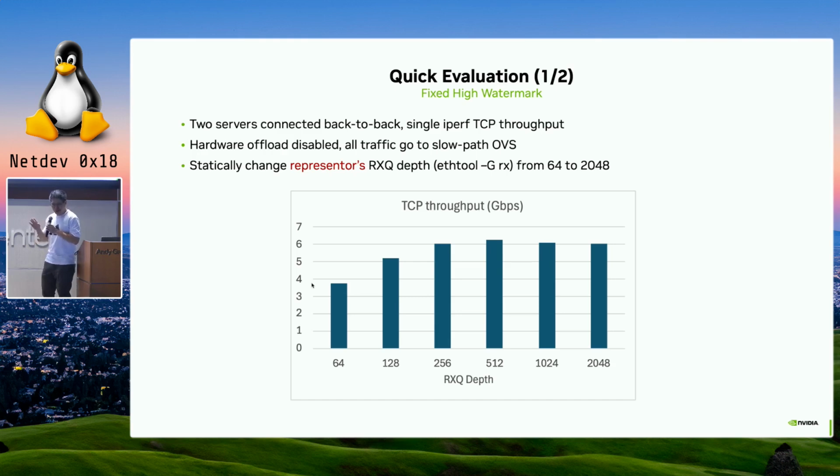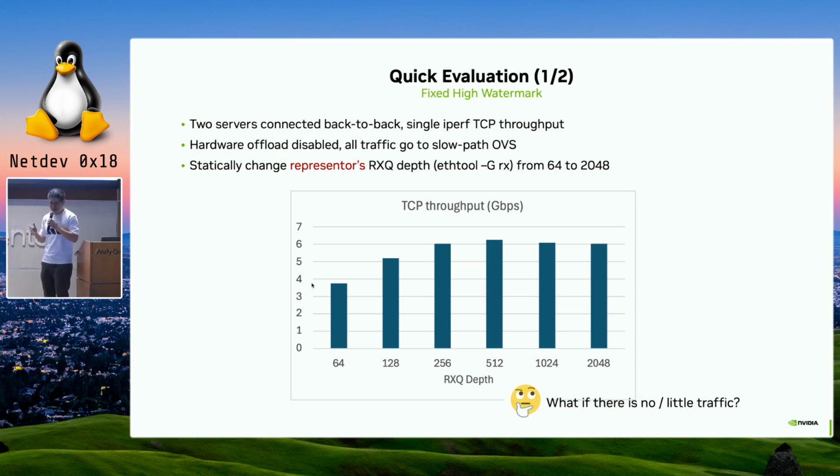So, a quick evaluation using two machines. We set up two servers with a DPU in between, and I disabled OVS so that all the packets go through the slow path. Then I set the RxQ depth from 64 to 2K and see how the performance varies. You can see that a larger queue depth definitely works better, right? Going from 64, it drops to 3-something, and then by 512 or 1K, it goes to 6 gigabits per second.